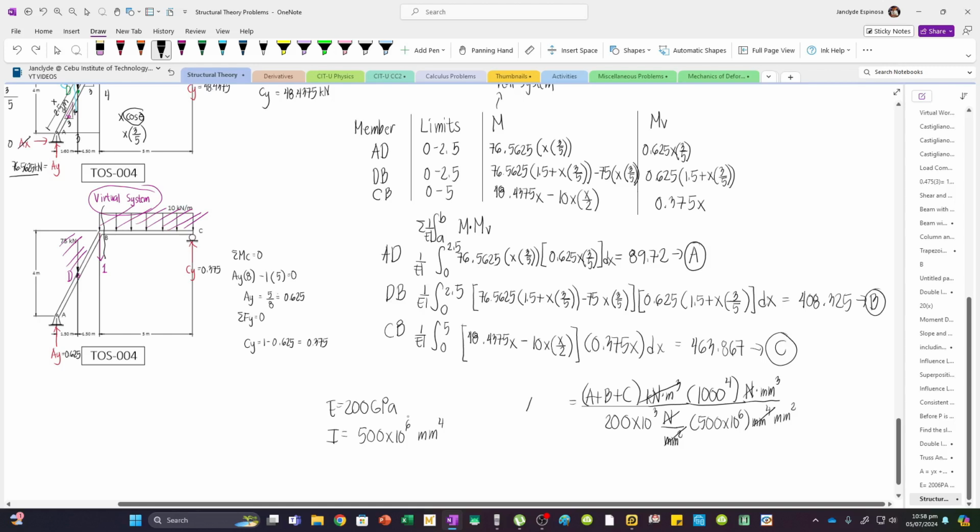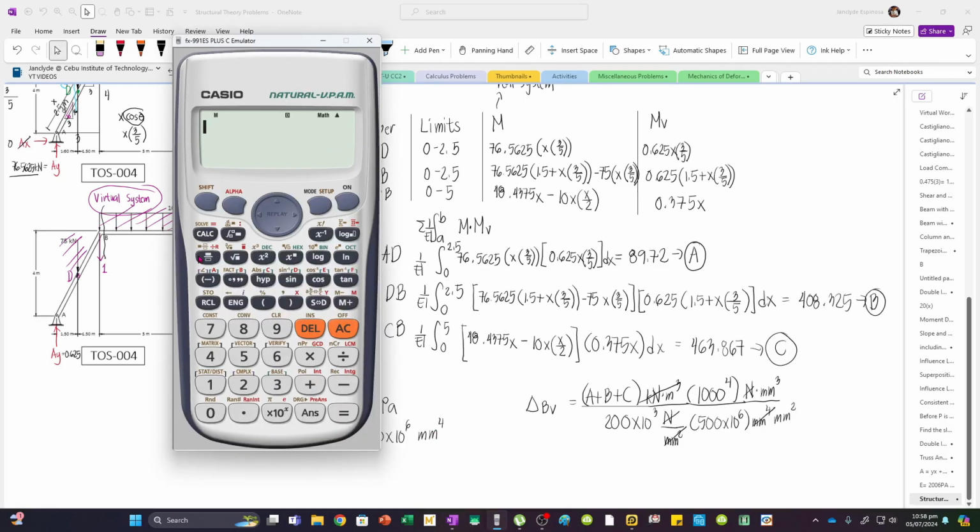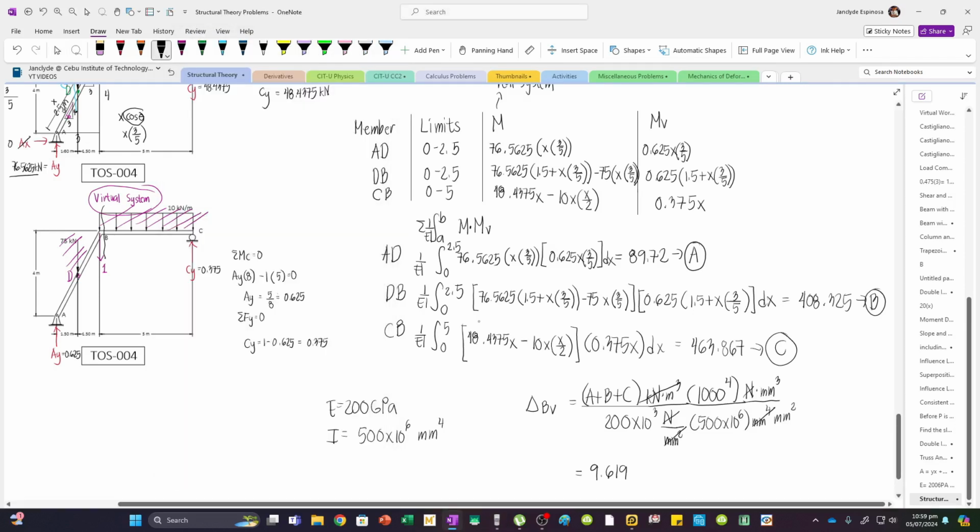So this is the vertical displacement at B. So this is now A plus B plus C times 1000 to the 4th divided by 200 times 10 to the 3 times 500 times 10 to the 6. So we have this value, which is 9.619. So 9.6192 mm. Now, there's also an app to check this value.